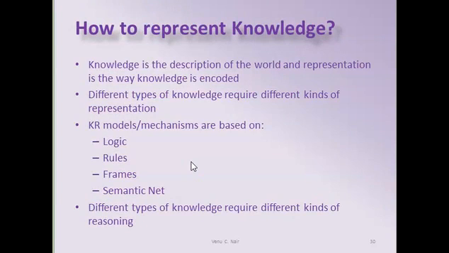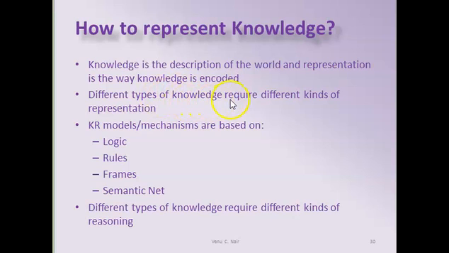Now let us see how to represent knowledge. This was a problem in the previous class. Knowledge representation is something we have to take into consideration for solving artificial intelligence problems. Knowledge is the description of the world and representation is the way knowledge is encoded. So these are two words, separate words, distinct words, knowledge and knowledge representation. Knowledge is the description of the world entity and representation is the way a knowledge is encoded.